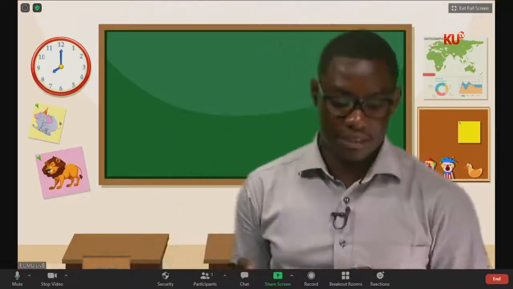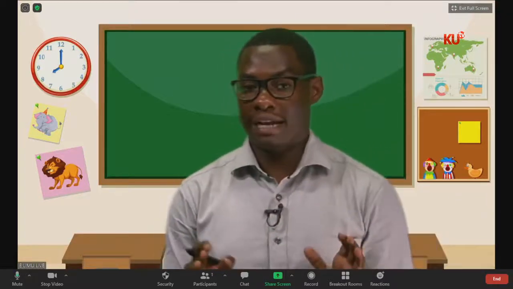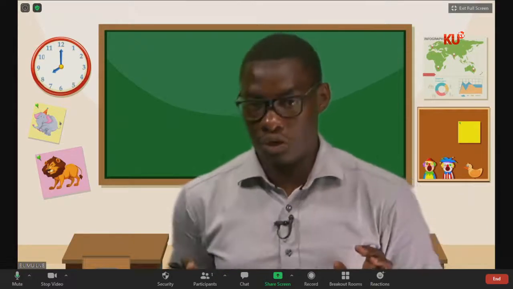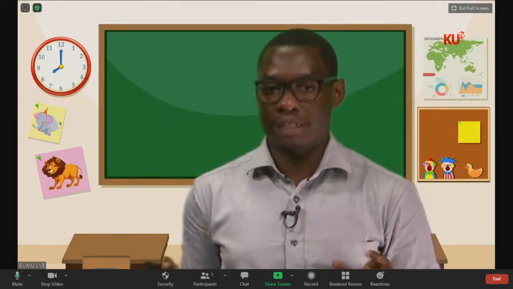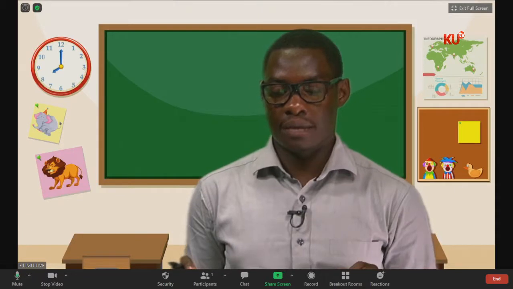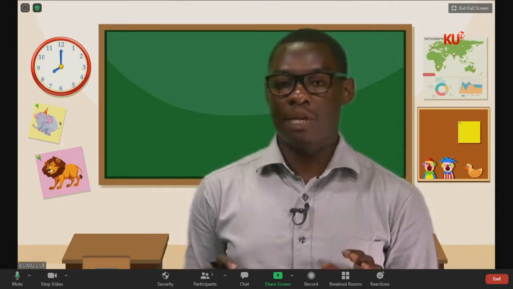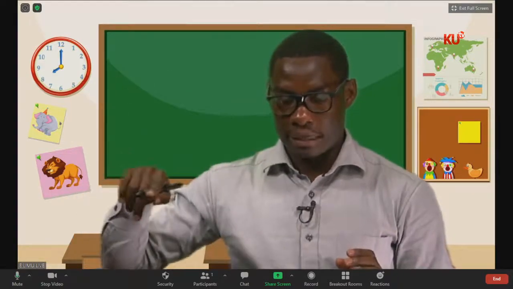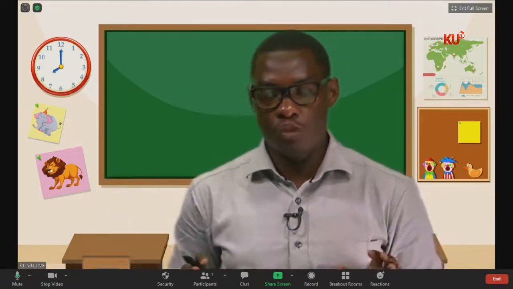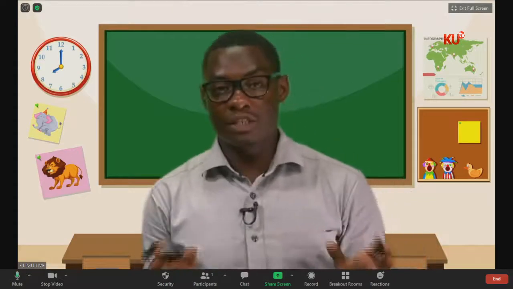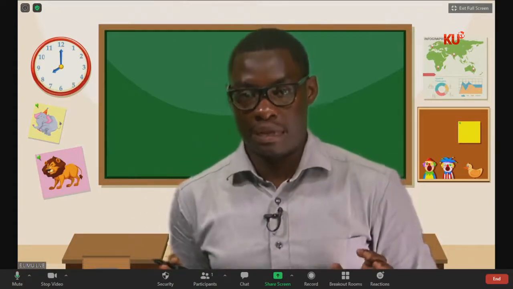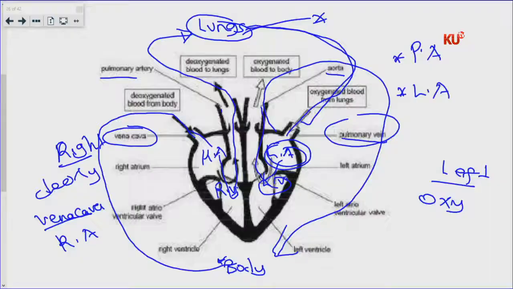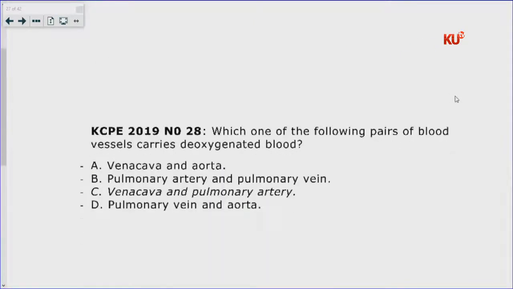The last part about the heart that is very important is that the left ventricle is the most muscular. Why? You can be asked that. It is the most muscular because it pumps blood to all the body parts. So it needs to be very muscular to pump the blood. So the main reason why the left ventricle is more muscular is that it pumps blood to all body parts. Let's look at some of the KCPE questions that were set.